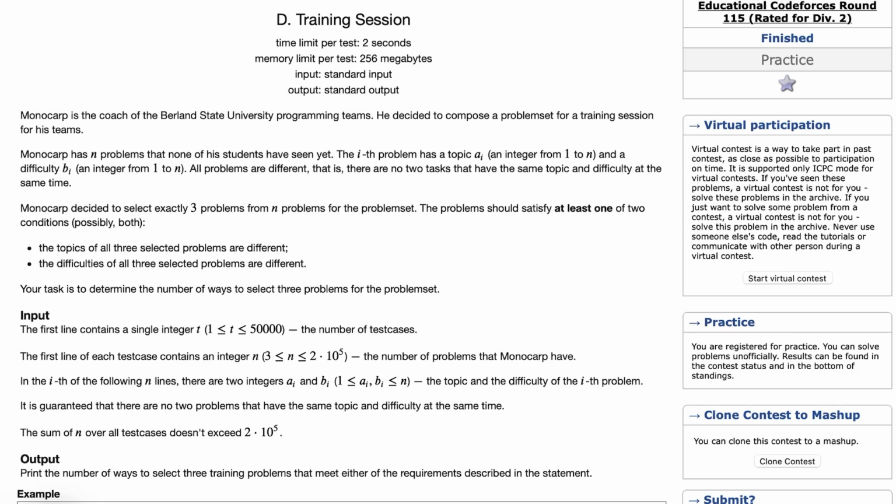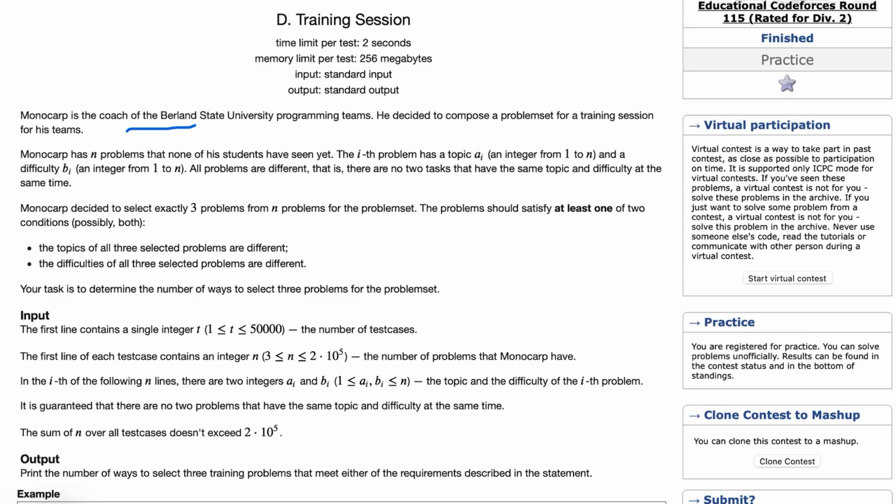Today I am going to discuss the problem Training Session that came in Educational Codeforces Round 115. The problem starts with a short story. Monocarp is the coach of the Berlin State University program teams. He decided to compose a problem set for a training session for his teams. Now the actual problem starts from here.